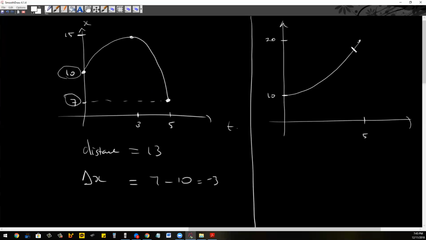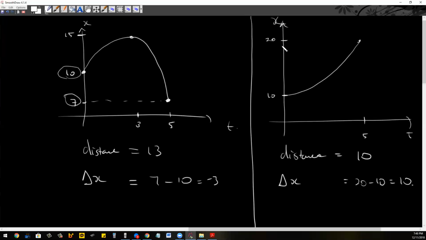Is there any turning point? No. Now, what is the distance? Just 10. What about the change in displacement? Negative 10. 20 minus 10, right? Final minus initial. So it's 10 as well, you see?